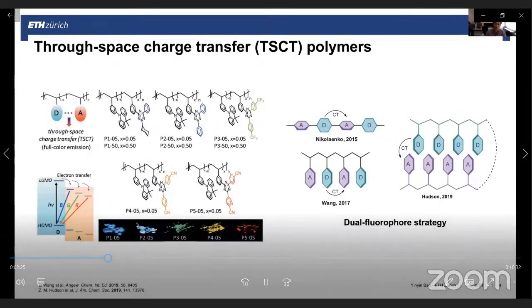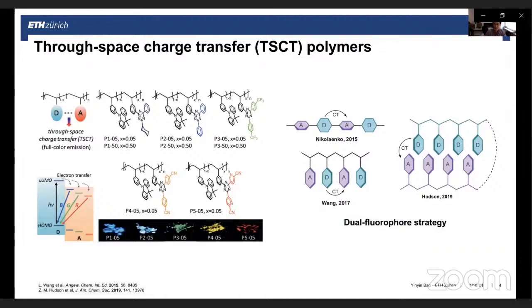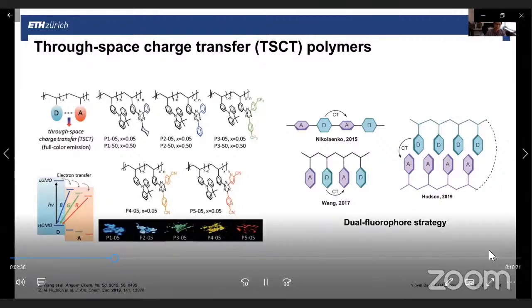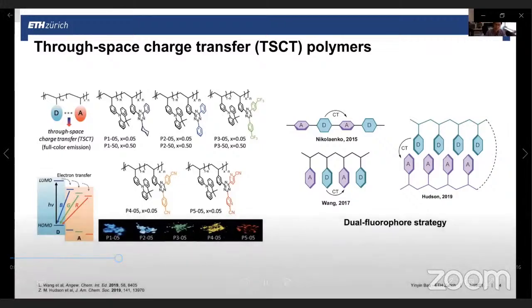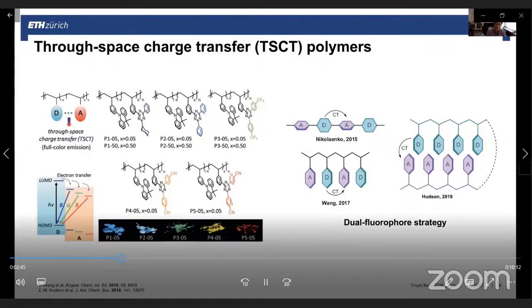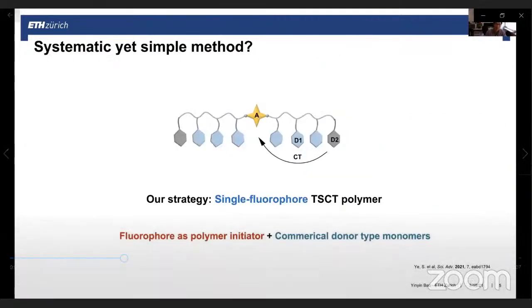So normally they are based on the design of two different monomers. And this strategy was also further developed by other groups. We can see this system includes the dual fluorophore strategy, where you have two different fluorophores, one as donor and the other as acceptor. By the chemical design, you can achieve variation of the emission color. But the design of these complex monomers requires multi-step synthesis. So we want to think about a simpler strategy that can also produce systematic emission color manipulation.